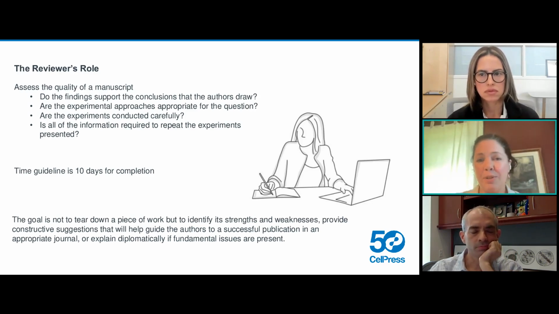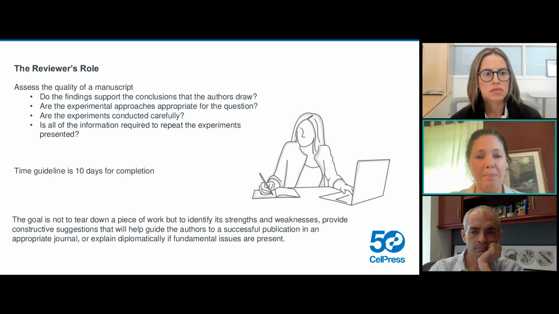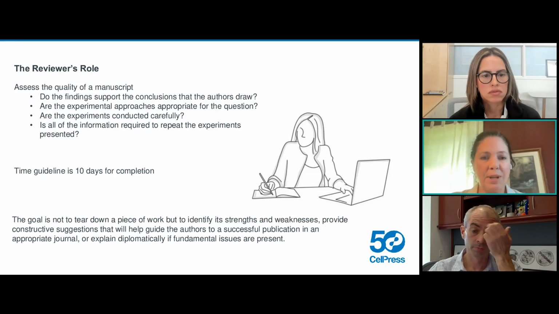Are the experimental approaches appropriate for the question? Are the experiments conducted carefully? Is the data reliable? And is all of the information that's required to repeat the experiments presented? From the publishing side, this is a really important part of peer review. It can be difficult to enforce, but that is the goal, that all of the information would be available so that the experiments could be repeated just as they were done in the paper. We have a general timeline for completion of 10 days.